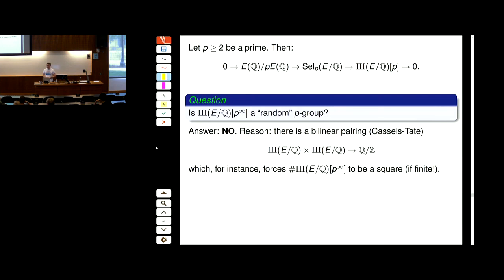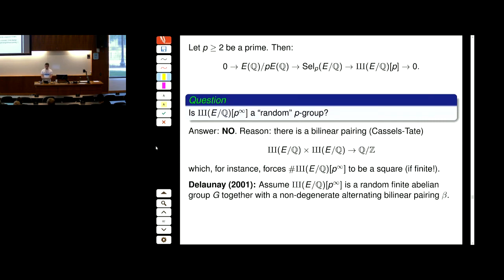It's been known for a while that the Sha has a bilinear pairing that is non-degenerate and alternating. That's called the Cassels-Tate pairing, that forces, for instance, the number of elements in Sha to be a square. Okay, so it cannot be just any group. It has to have this property. A group with a bilinear pairing like this is sometimes called a symplectic abelian group. Okay, so it has to be symplectic. I like saying the word symplectic, so I might say it often.